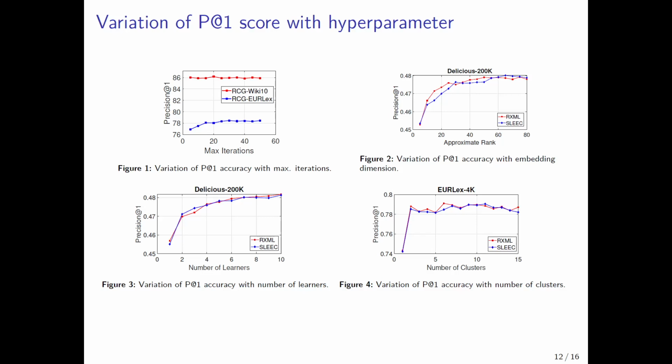Increasing the number of clusters is also crucial in reducing the per iteration time complexity of Riemannian CG. As seen in figure 4, increasing the number of clusters does not necessarily alter the score. Hence, we choose a large number of clusters. In figures 2, 3 and 4, we see a similar performance of RXML and SLEEC in terms of P@1 scores.